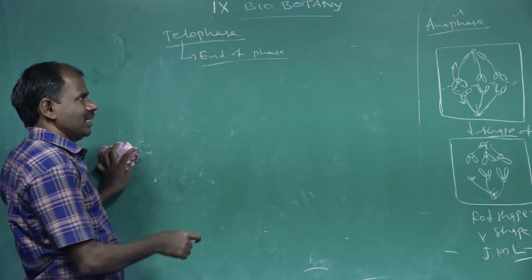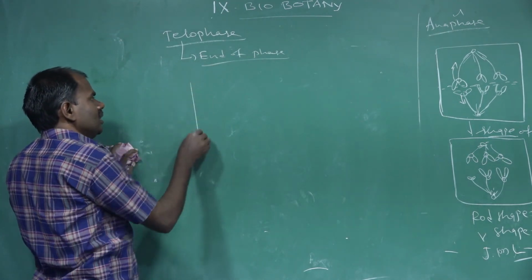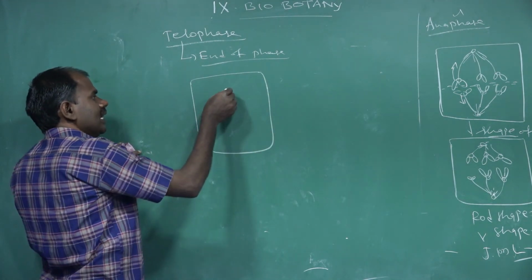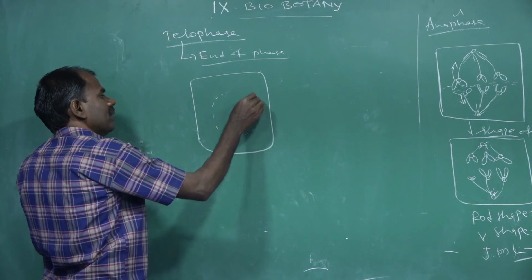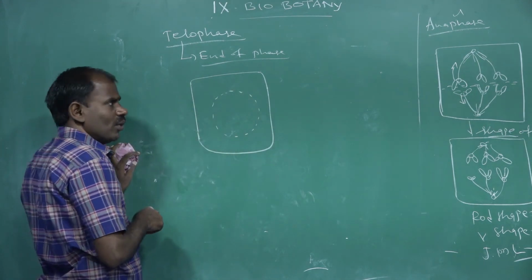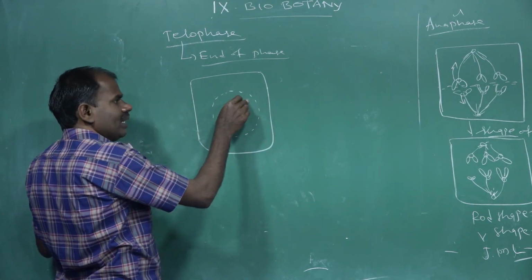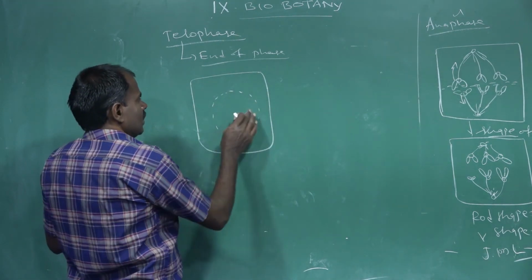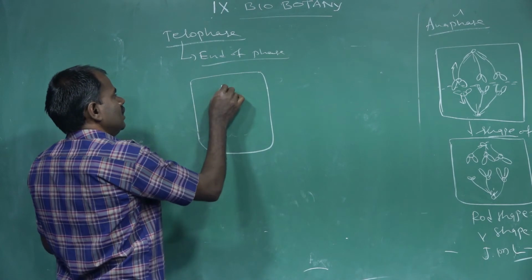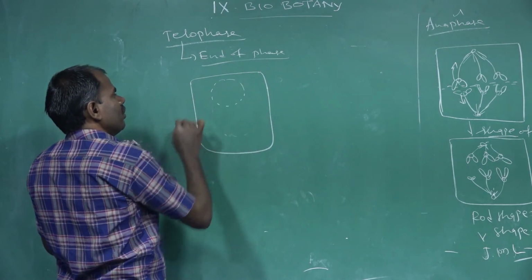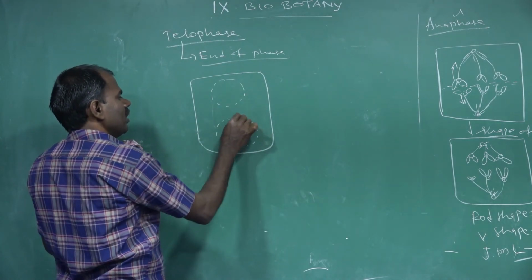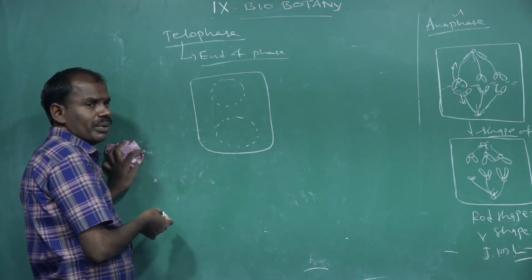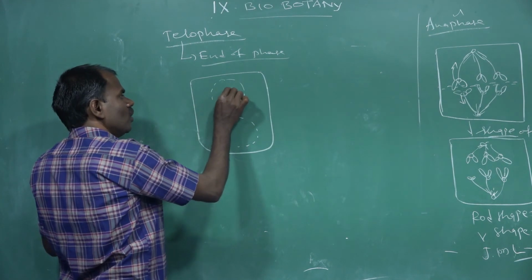At the end of the phase, in a normal type of cell, there is the reappearing of the nuclear membrane. This is the nuclear membrane reappearing. In this region the nuclear membrane reappears, and some other cell organelles also reappear. In these regions, a nucleus is formed.